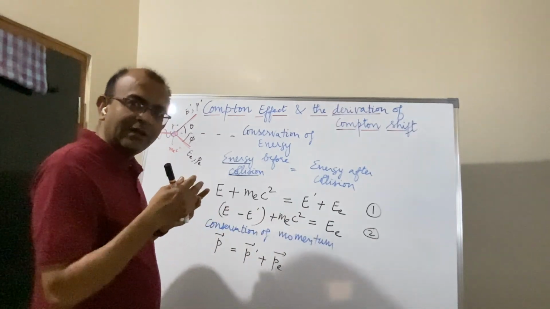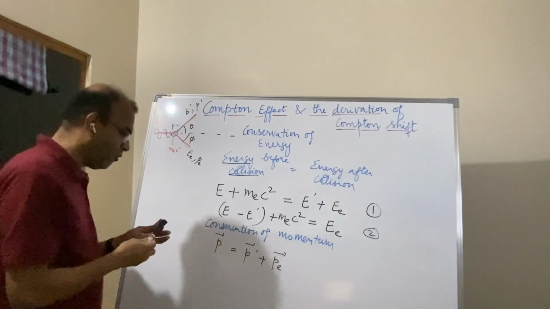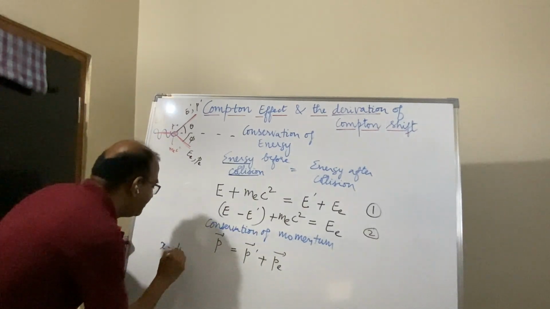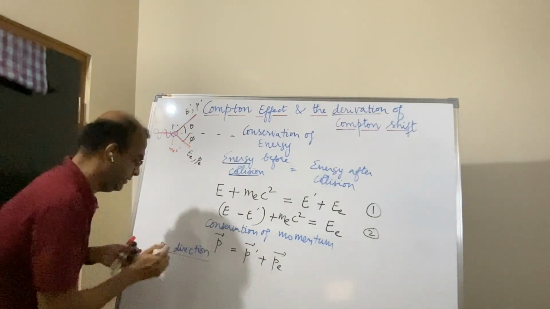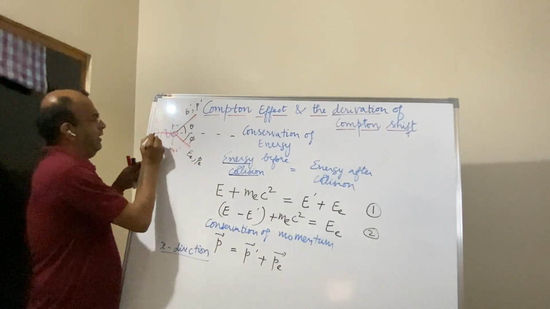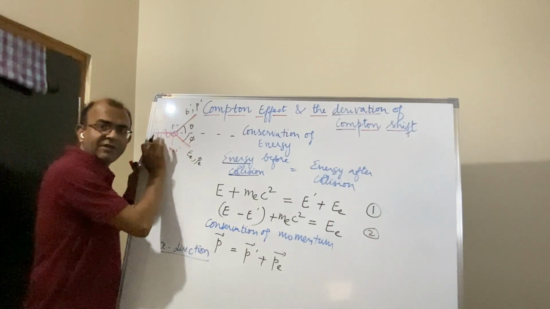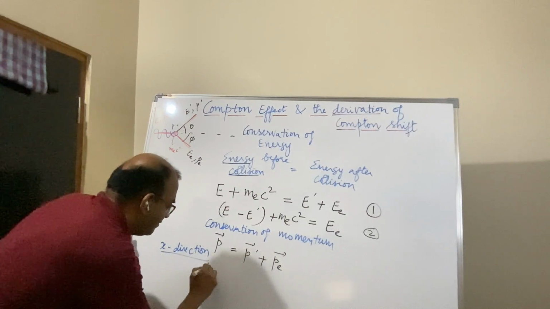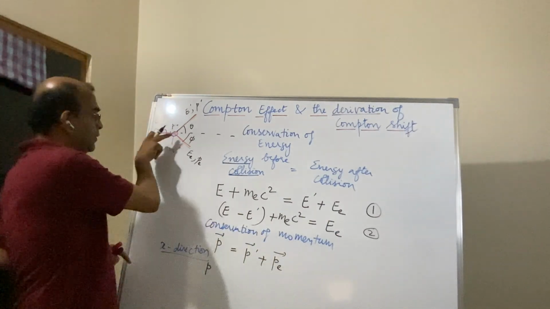That is, in specific direction, we need components of these expressions, right? X and Y components. So we have to write x direction, and right here initially it is along the x direction. The photon is moving only along the x direction. It has no y component. So I can write here in the x direction P, the momentum of the photon. And the momentum of the electron is obviously 0 initially.